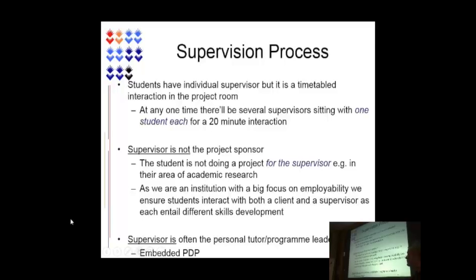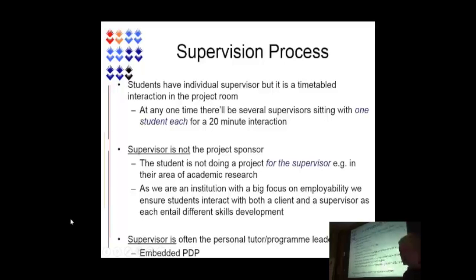Also important to note, though, that the supervisor is often the programme leader or personal tutor for the student. And that's important because, again, one of the things that we do in our institution is we like to embed personal development planning within the modules that we teach, and also within the personal tutoring process. So we kill 2 birds with 1 stone.